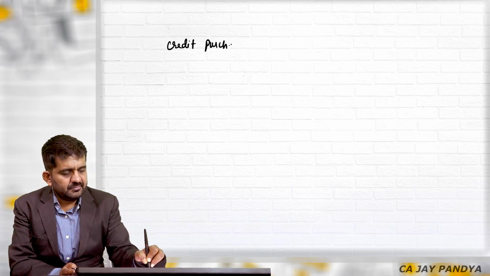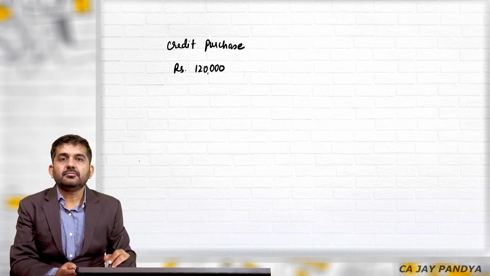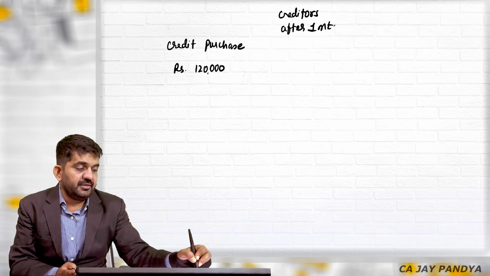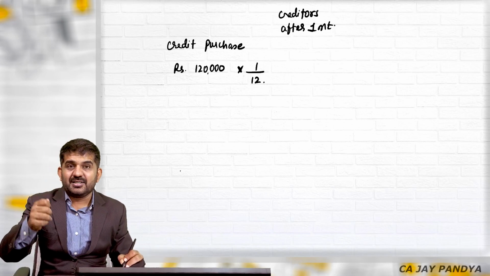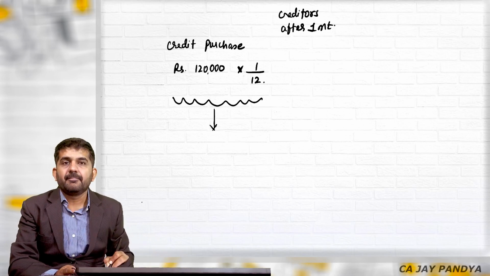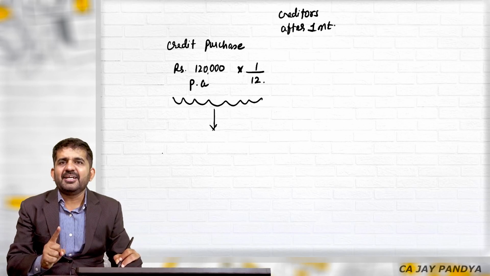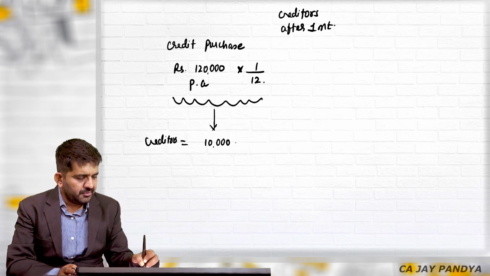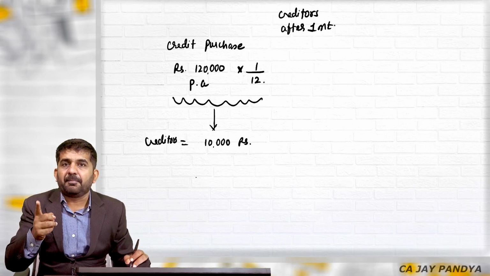Please understand, total credit purchase in a year is say 1,20,000. You pay creditors after 1 month because they allow you 1 month period. So what will be your creditors amount? Into 1 divided by 12. This should be understood by every person. If 1,20,000 is credit purchase per annum and creditors give you 1 month credit, then your creditors figure will be 10,000 rupees. At any point of time in your business, your 1 month payment will be outstanding.